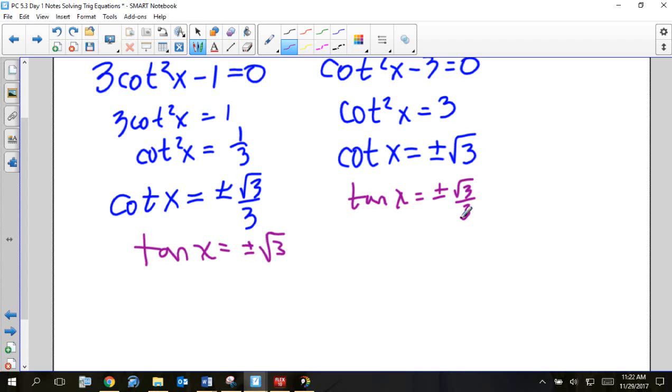Where, for the first part, where is either cotangent radical 3 over 3 or tangent radical 3? What reference? These are the pi over 3s. And then since it's plus minus, it's going to be all 4 of them. And then this one here is the pi over 6s. But it's plus minus, so it's going to be all 4 of them.